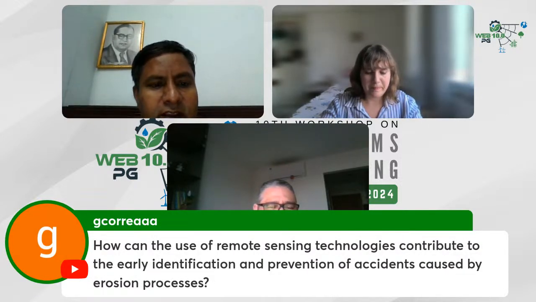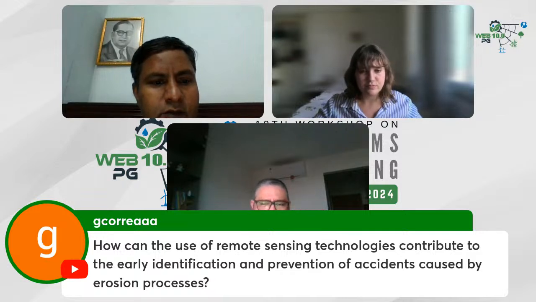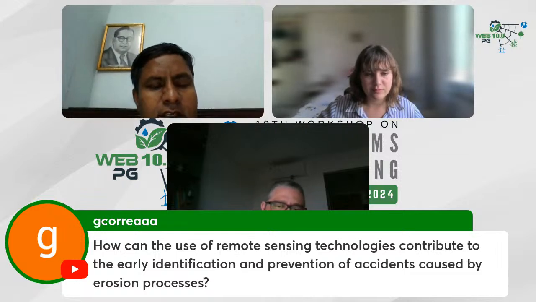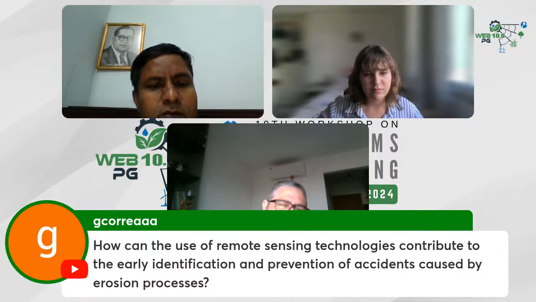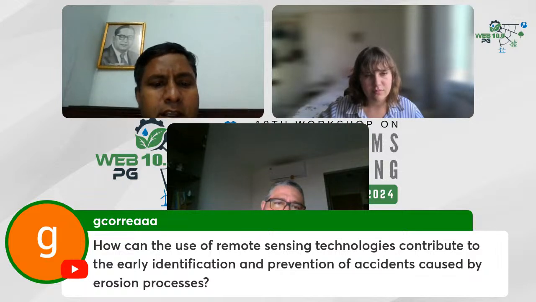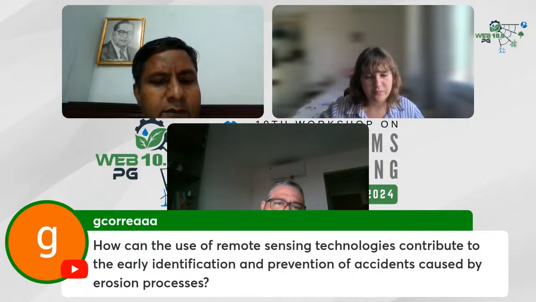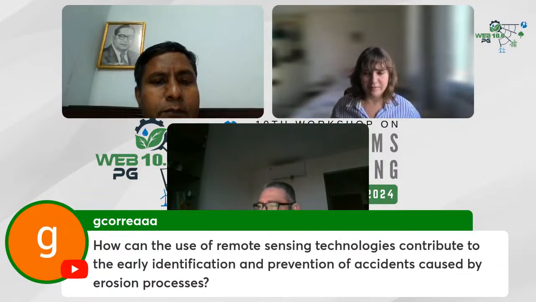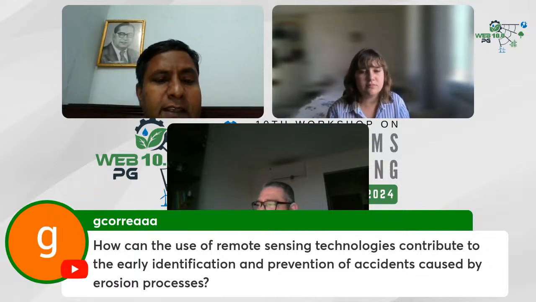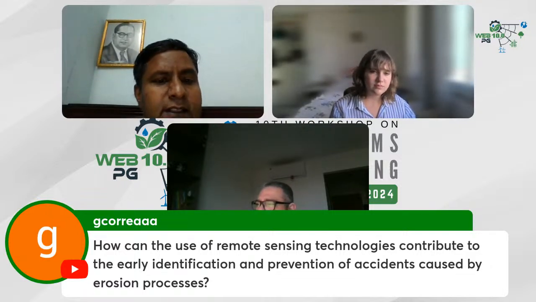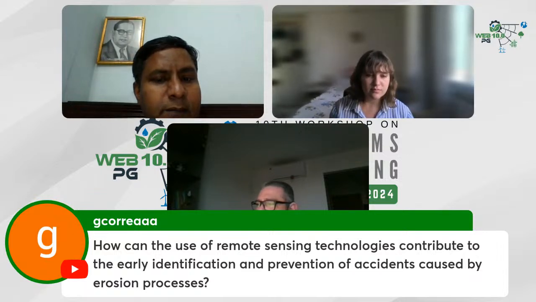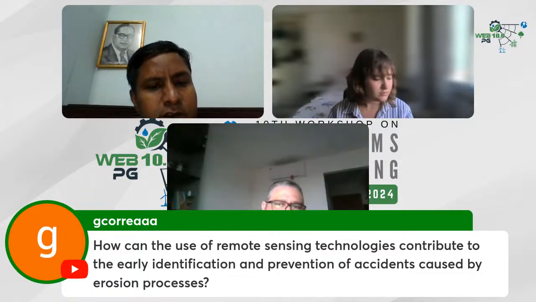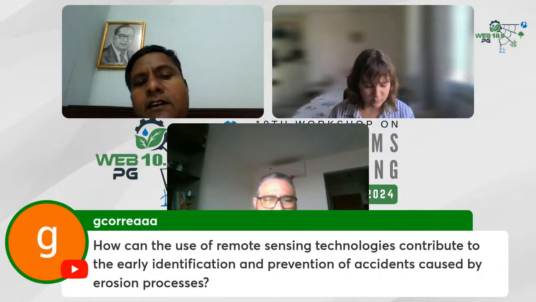How can the use of remote sensing technology contribute to the early identification and prevention of accidents caused by erosion processes? Yes, now you can see that we have used a combination of technologies, like drones and UAVs, to identify the sensitive, susceptible areas. If we identify the susceptible areas, then we can go for remedial activities to prevent accidents and reduce the chance of erosion processes.